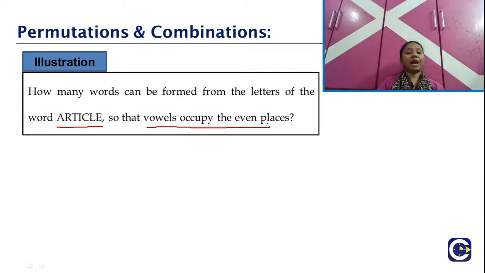So first thing will be, we have to identify our number of letters, and then we have to identify the number of vowels and number of consonants, and then we have to identify the even places and odd places so that we could arrange the vowels to occupy the even places and the remaining will be the odd places. So let's see how many of you can give me the answer. It's just a basic application of our restriction.